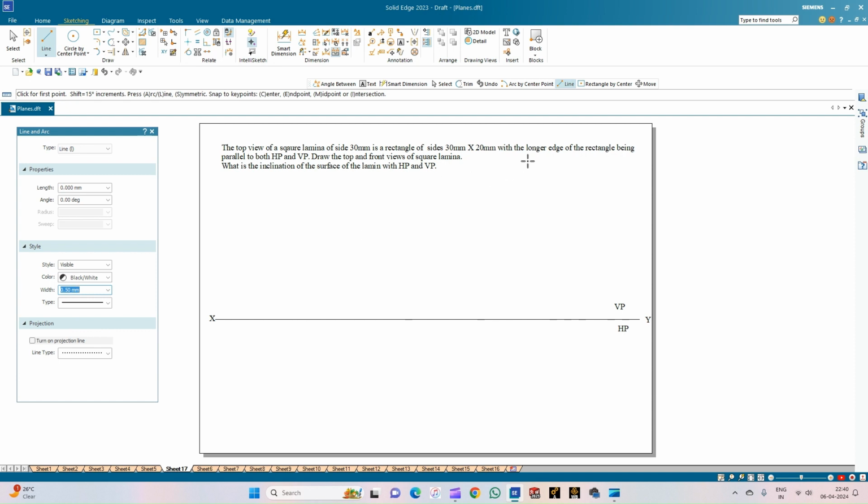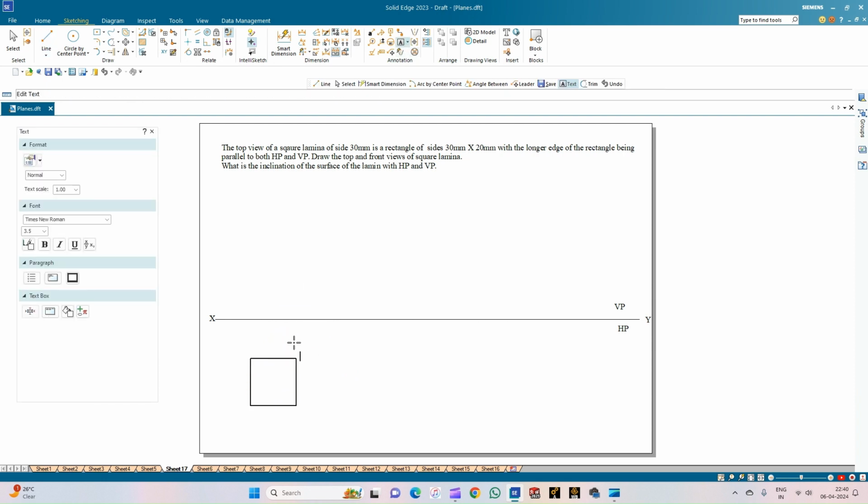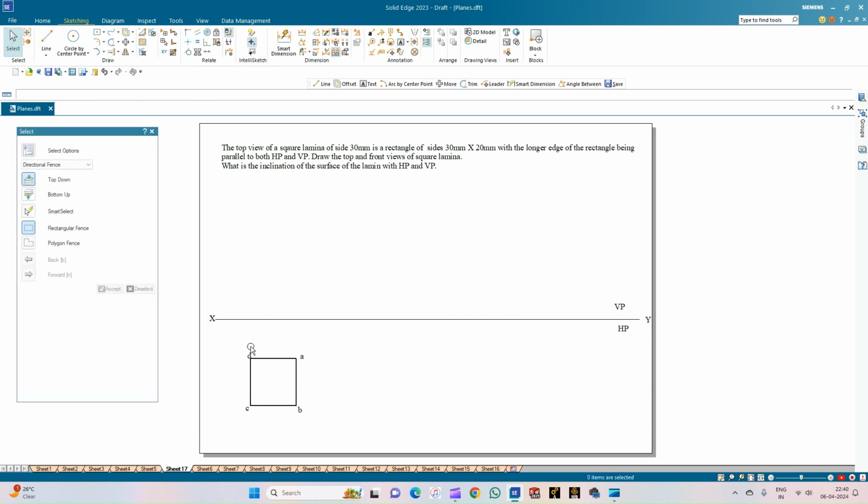So here he tells that in the third position, the longer edge of the rectangle is being parallel to the HP. So we have to understand that the longer edge measures 30 mm, and hence the square should also have a side of 30 mm in its initial position, even if this data is not given. So we shall draw a square of side 30 mm. So this is the top view of the square lamina. So we shall annotate this square lamina as A, B, C and D.